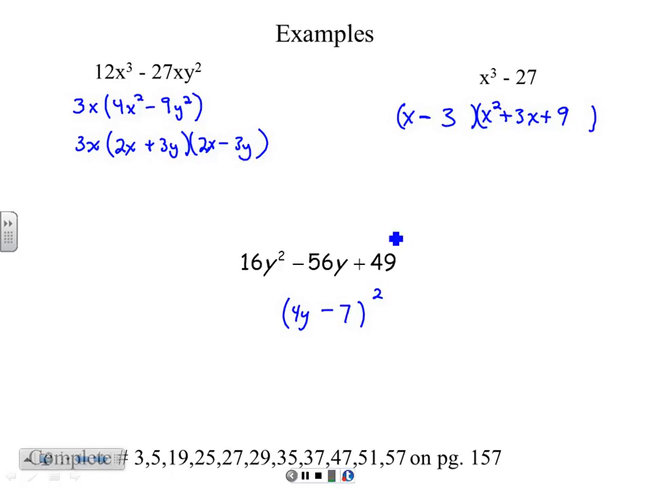So what I would like for you to do is try the factorizations on page 157. If you have any troubles with these problems, bring them into class and we'll work them in class.